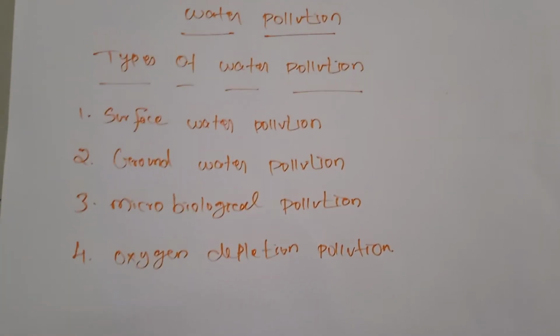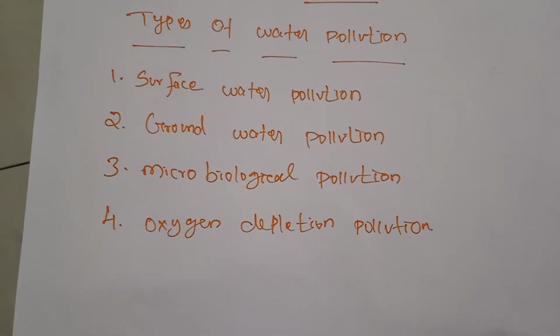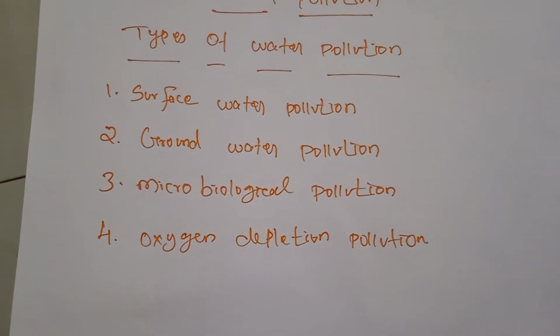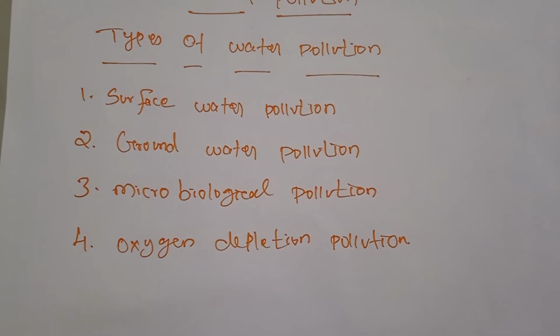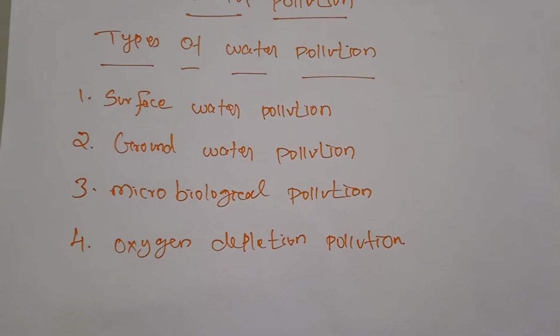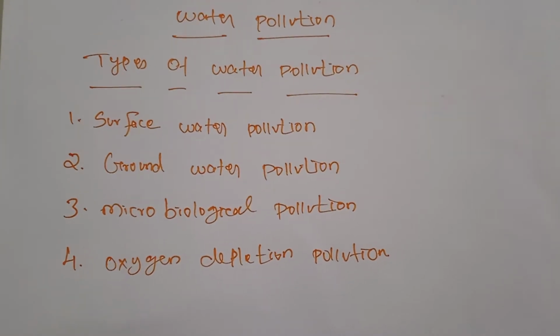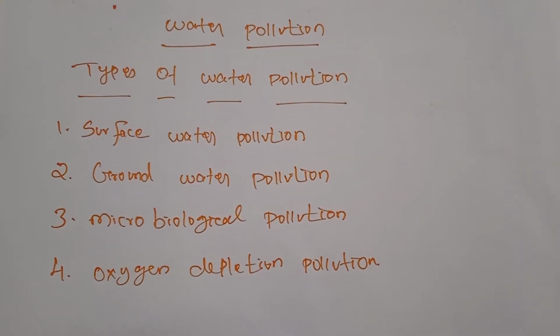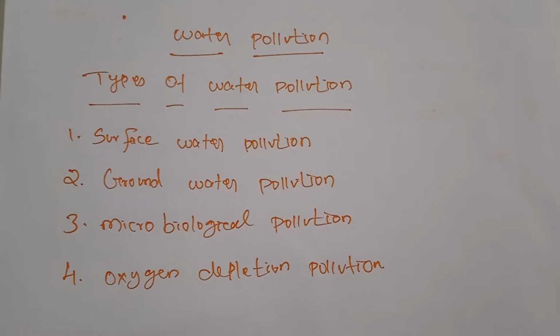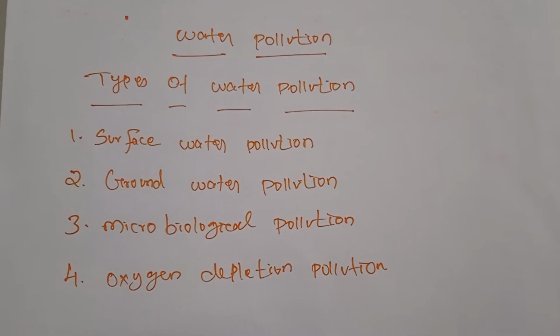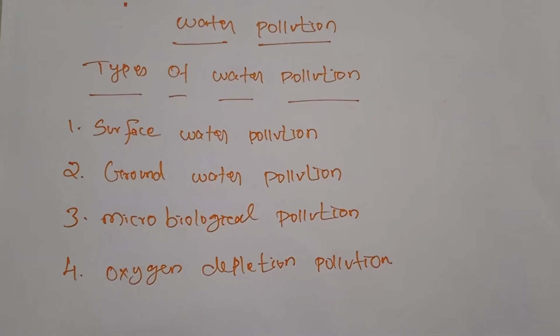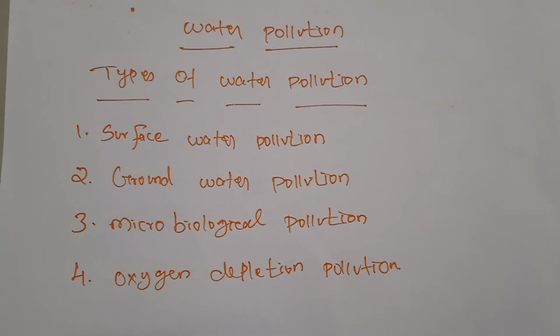What types are there in water pollution? First, surface water pollution, groundwater pollution, microbiological pollution, and oxygen depletion pollution. So wherever the water is found, if it is polluted by human activities, it is considered as water pollution.